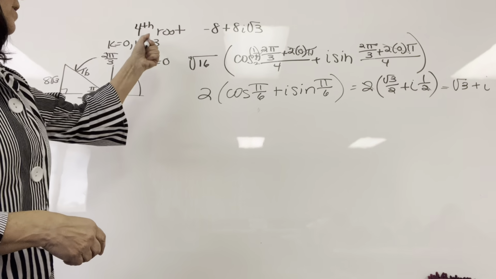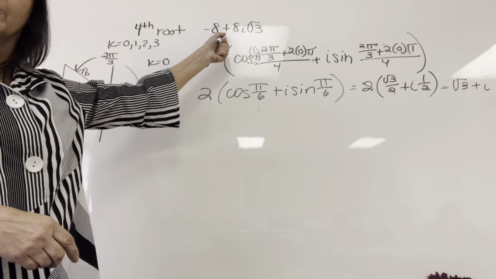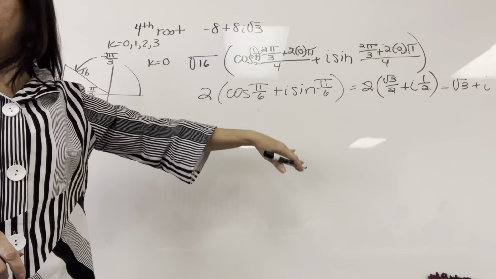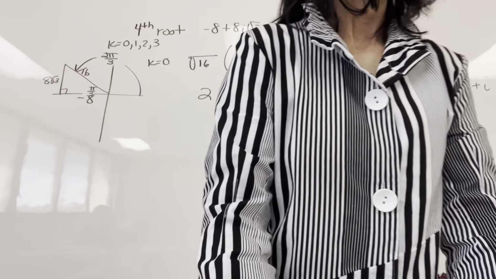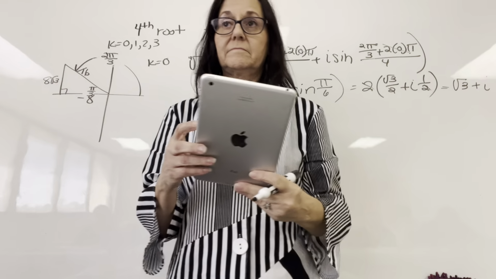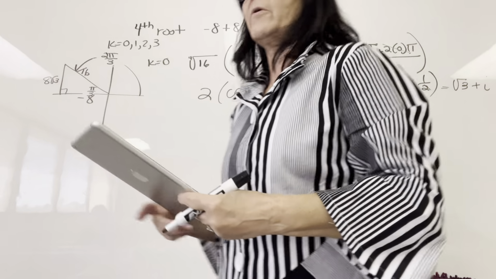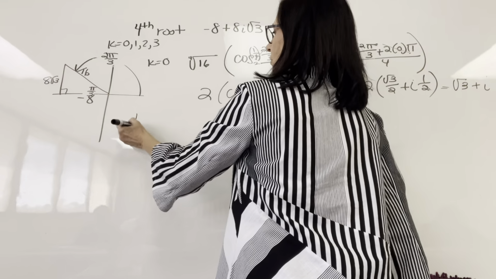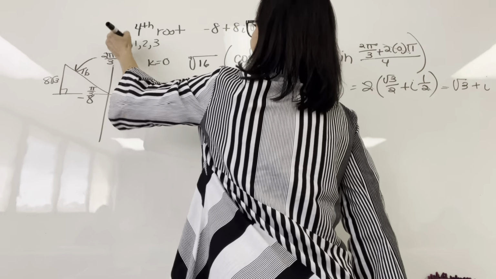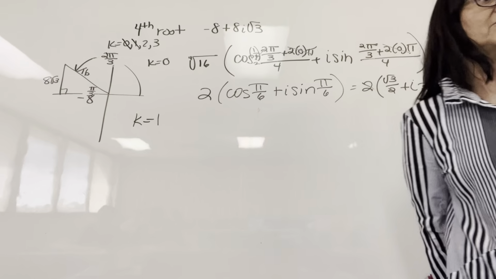You always want the final answer to be in rectangular form? Yes, because we start with rectangular form. When you start with rectangular form, you want to end with rectangular form. And same thing with polar: if you start with polar, end with polar. Okay, we're going to go through them. This is our last example. Now we're going to make k equal to 1. Come on, guys, we can do this.